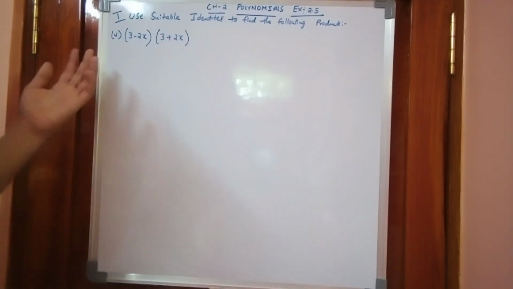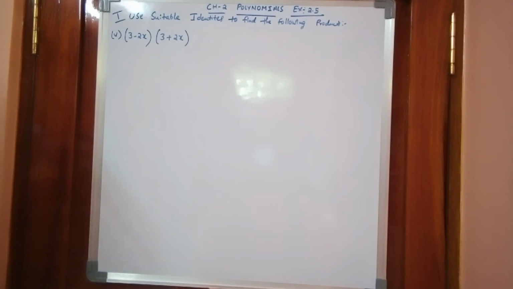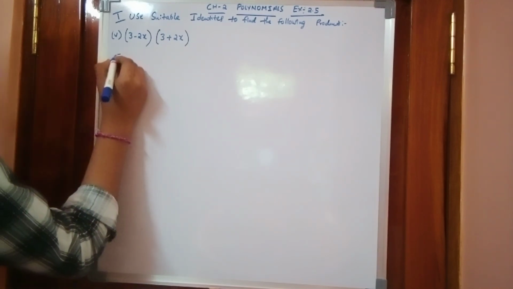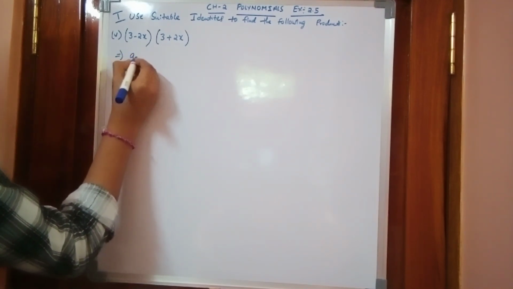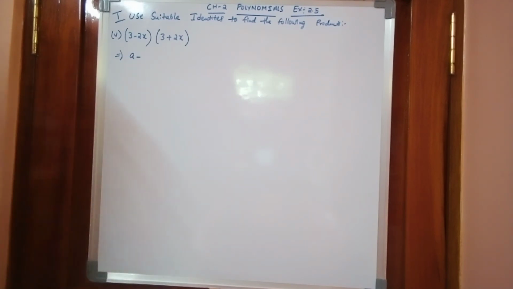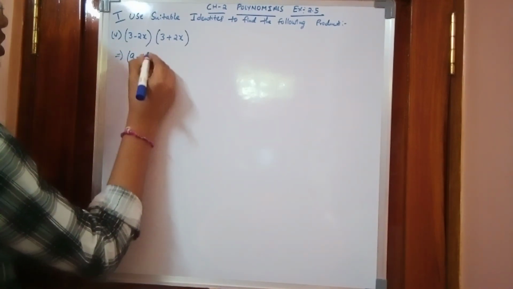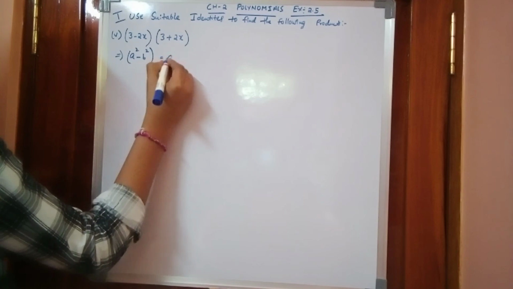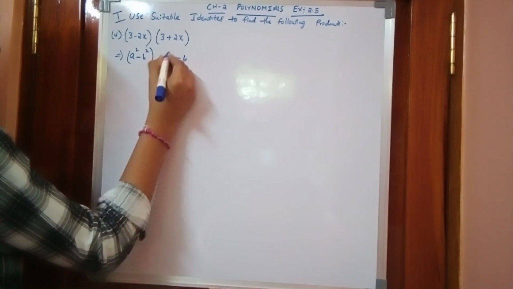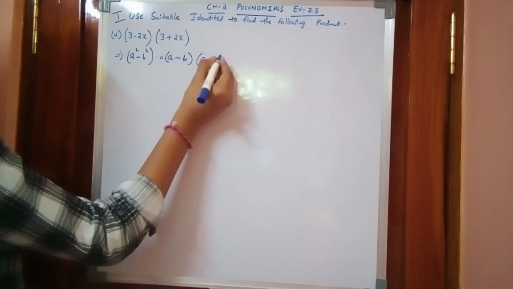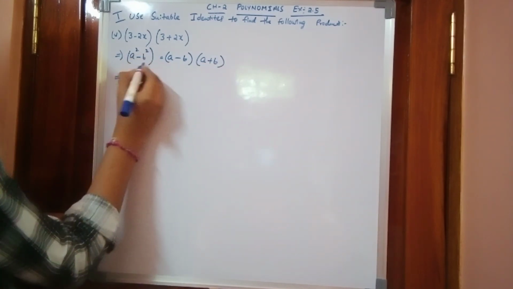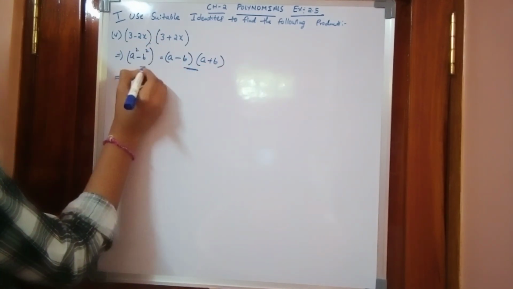Now coming to the fifth one, it is also the same. We have to use the a square minus b square formula. Like the fourth one, we have to write the formula first. In exams also we have to write the formula first, otherwise they will not award marks and will cut the marks. So we write a square minus b square is equal to (a minus b)(a plus b). These two are in this form.